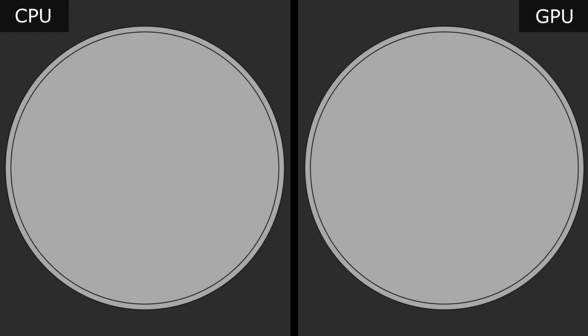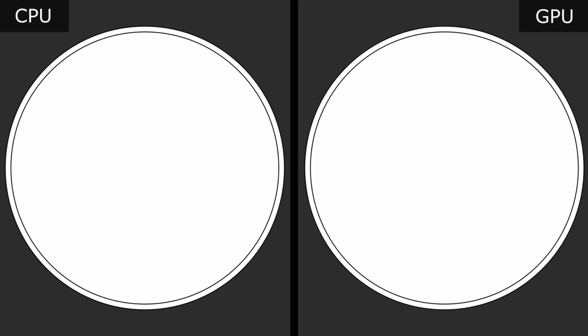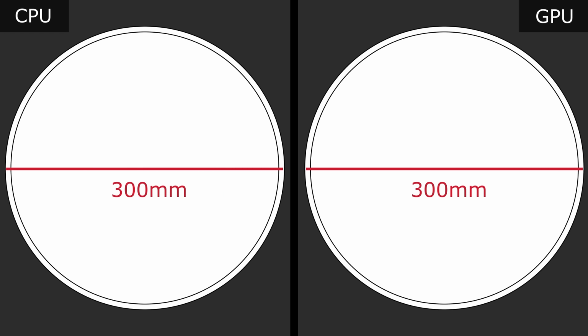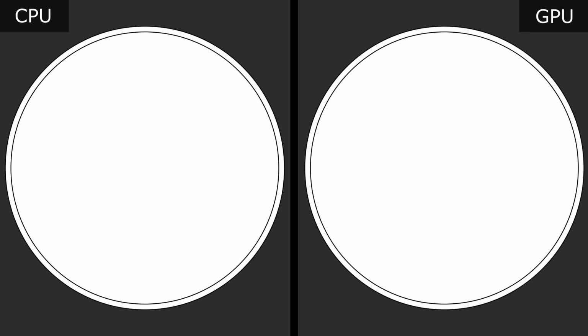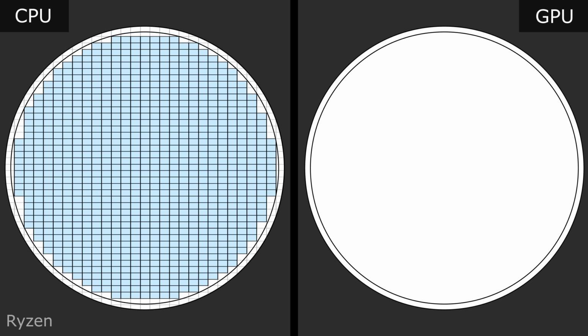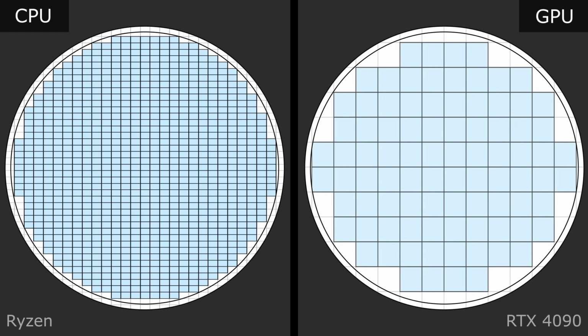Chips aren't fabricated individually. They are produced in bulk on giant circular silicon wafers measuring 300 millimeters in diameter. The number of chips that fit on one wafer is directly proportional to the chip's dimensions. A smaller chip, like the 70 mm squared Ryzen CCD, can be tiled over 800 times on a wafer. By contrast, the massive 616 square millimeter chip in the 4090 can only fit a little over 80 times.